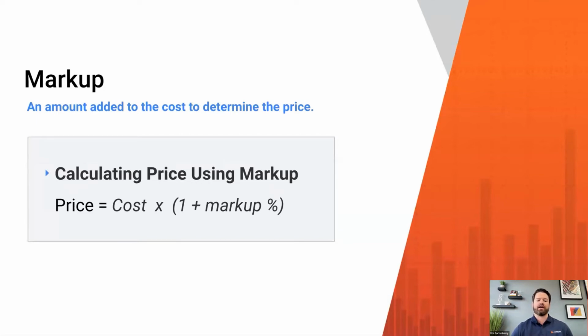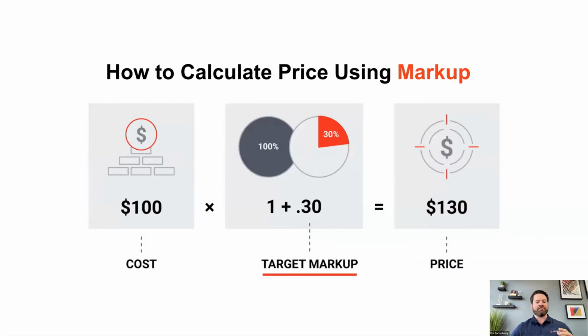When you're calculating your price using markup, it's essentially your cost times 1 plus whatever your markup percentage is. So we're going to dive into an example here. If we have a $100 cost and we're calculating our price using markup, then we're going to take $100 times 1.3. That's 1 plus your 0.3, which is your markup percentage.